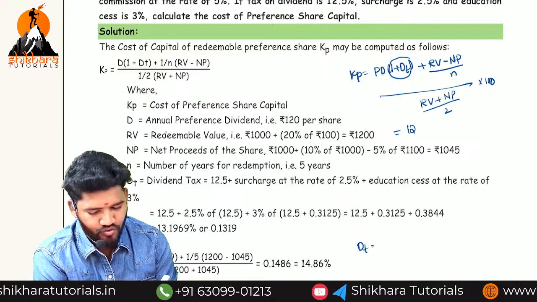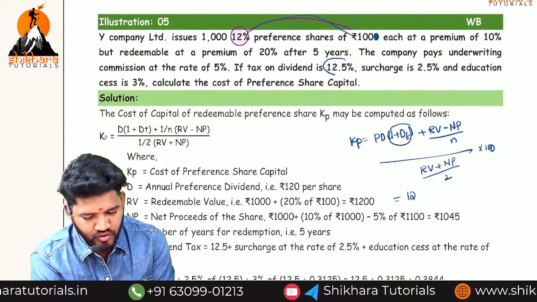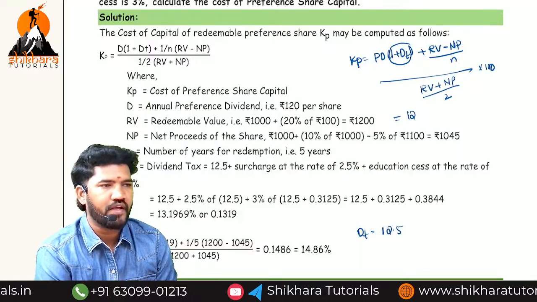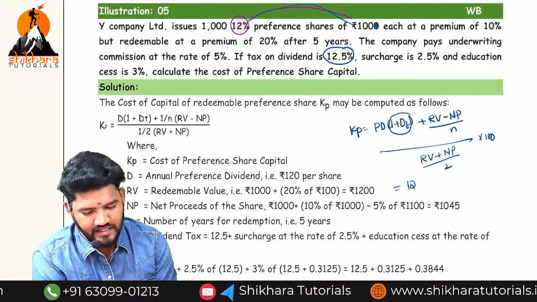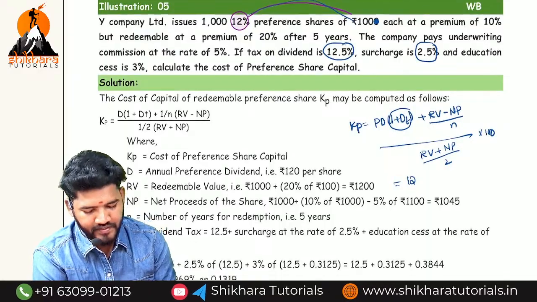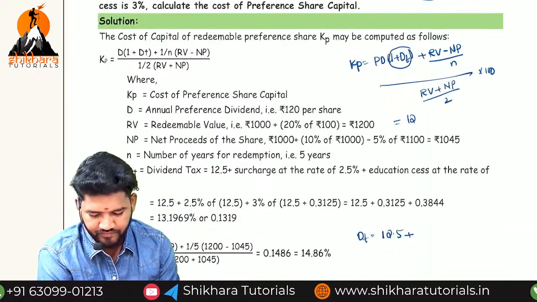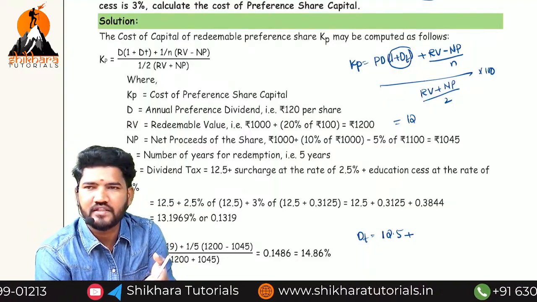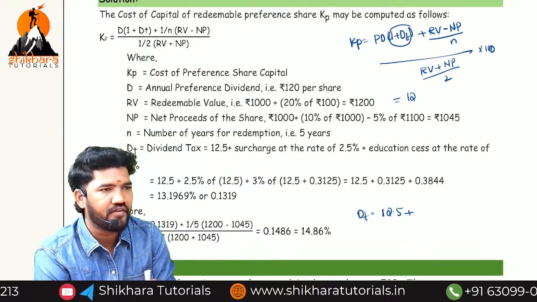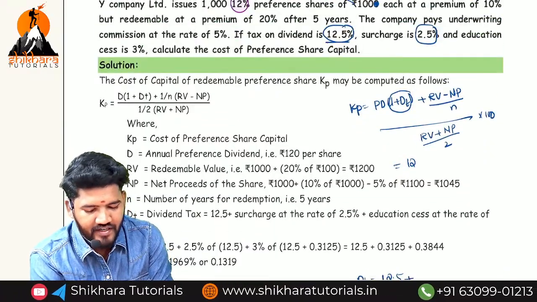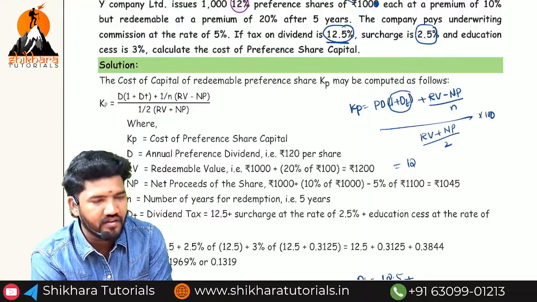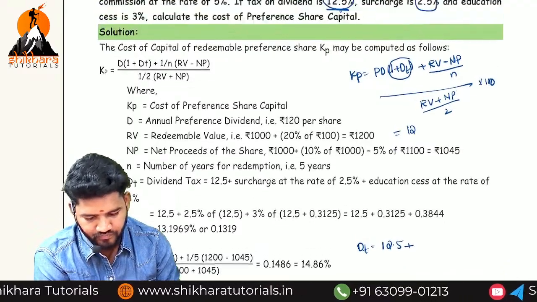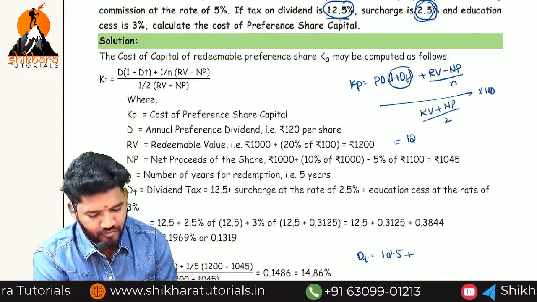Dividend distribution tax equals how much percentage? 12.5% on 100, 12.5 only. 12.5 plus surcharge: how much? 2.5% on 12.5. Yes or no? You have to apply it on the tax value. Now the tax value is 12.5. This 12.5 is not the preference dividend rate; this is the tax rate. Now 12.5 into 2.5%.